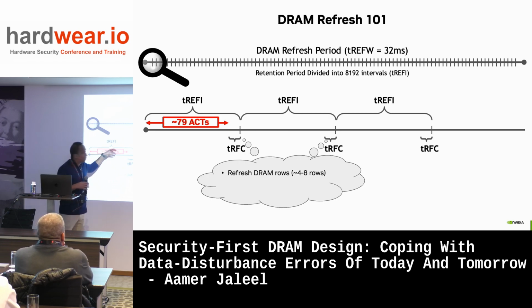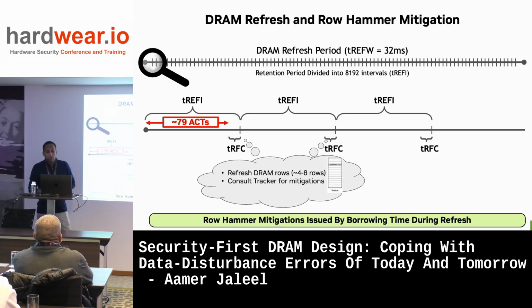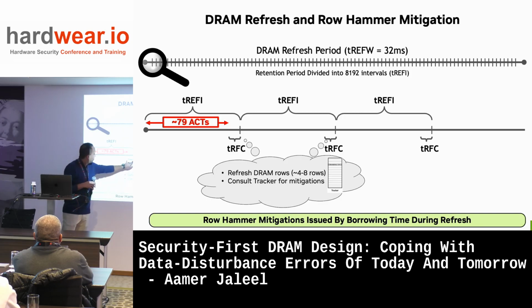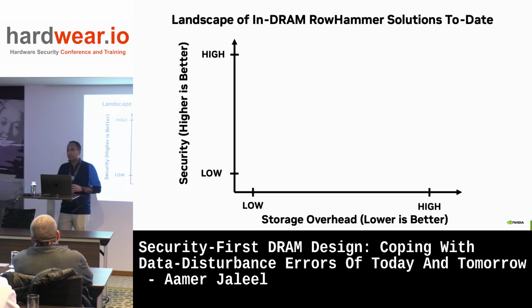And for the given DRAM timing parameters, let's assume for the study that we're doing, there are roughly about 79 activations. Okay? So to perform RowHammer mitigation, what you end up doing is that you take some time of this tRFC and borrow that and consult the in-DRAM tracker, and mitigate the victim rows. So RowHammer mitigations are basically issued by borrowing some time from refresh.